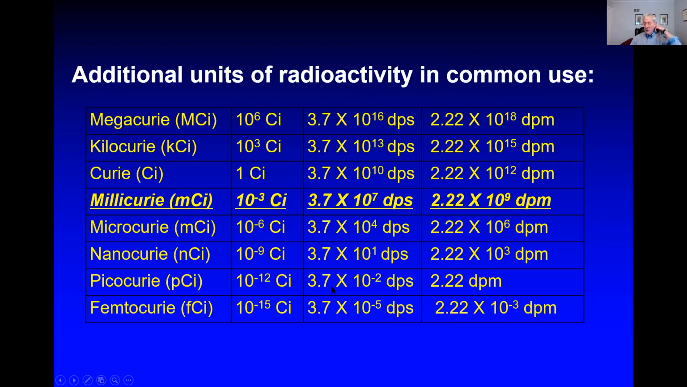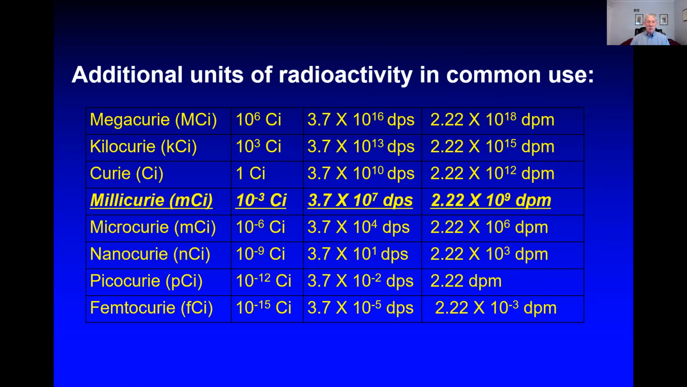And if we're going the other direction, a microcurie is 1,000th of a millicurie. That drops from 10 to the 7th to 10 to the 4th. Nanocurie, 10 to the 1st. And look how tiny these two are. A picocurie is 2 disintegrations per minute. How do you separate that from background? Background could be almost two disintegrations per minute. It's not easy to do.